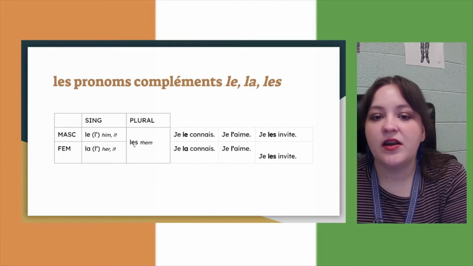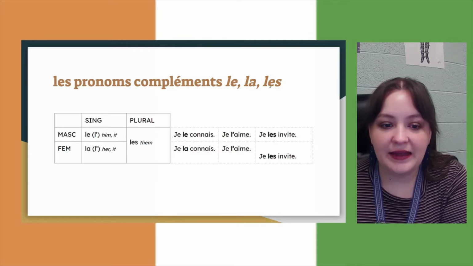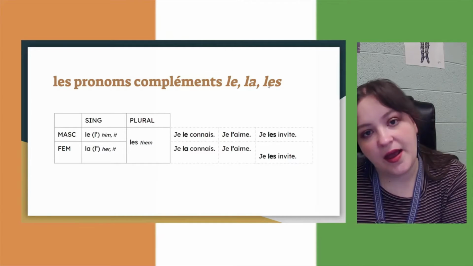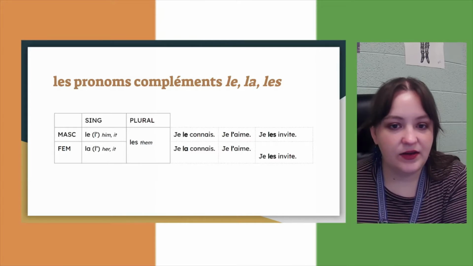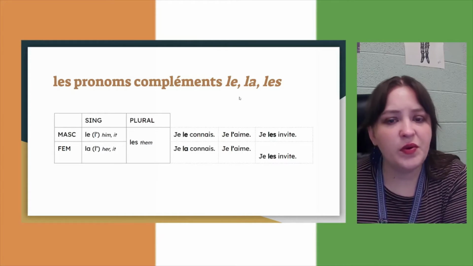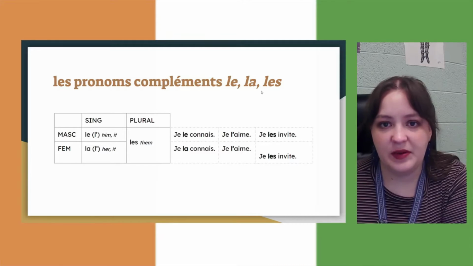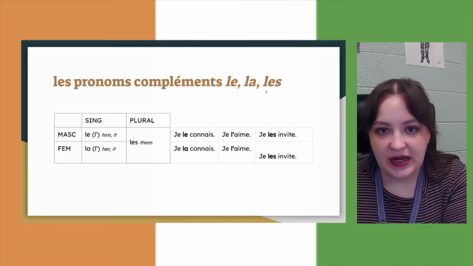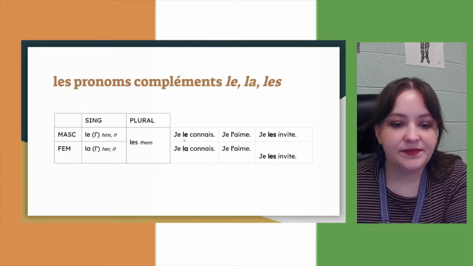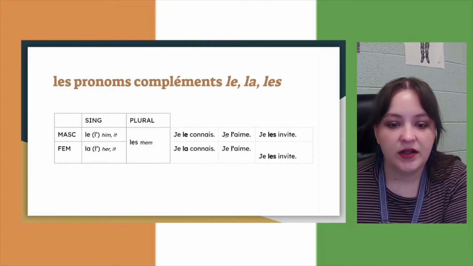Now, not only do le, la, and les mean him, her, and them, they can also just mean it. So le could be referring to an inanimate object. They don't have to be referring to people, just like il and elle, right? They also mean it. So, je le connais. I know him. Je la connais. I know her. Je l'aime. I love or like him. Now you can see here in the sentence, we don't know if it's le or la. We don't know if it's I love him or I love her. You just have to figure it out from context. And then je les invite, I invite them.